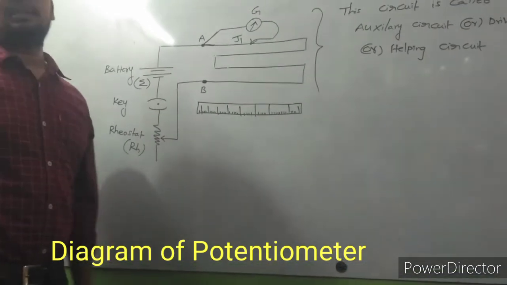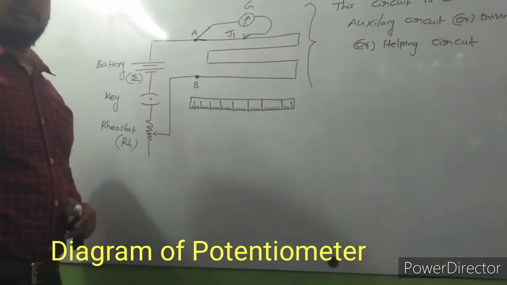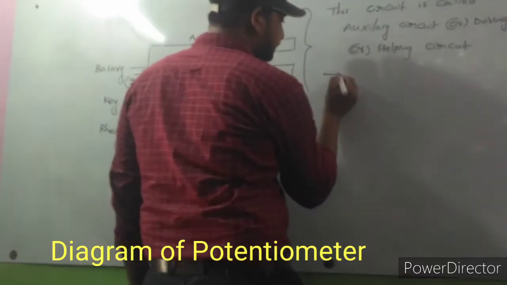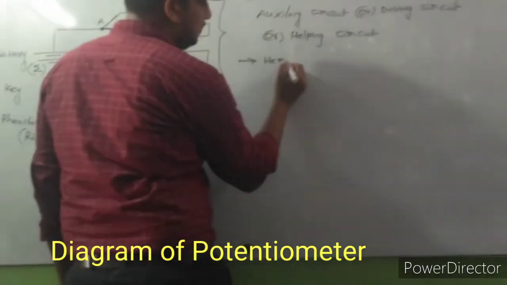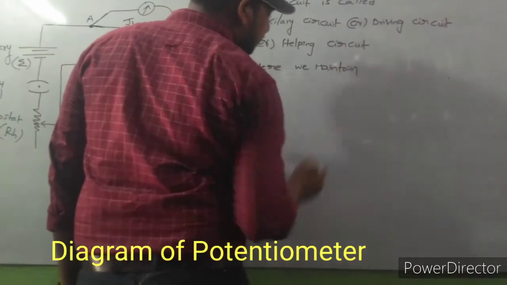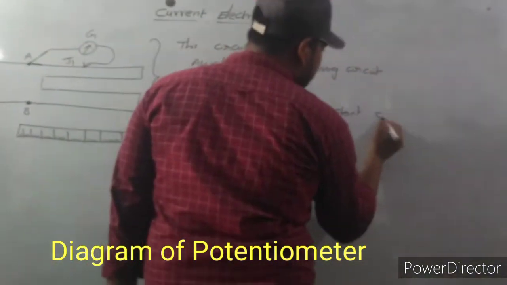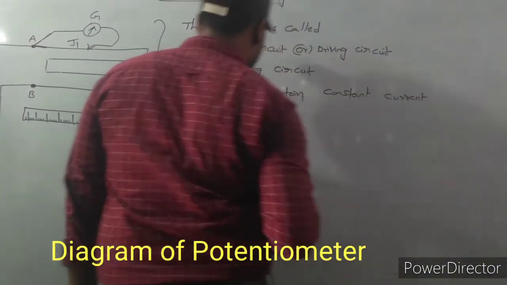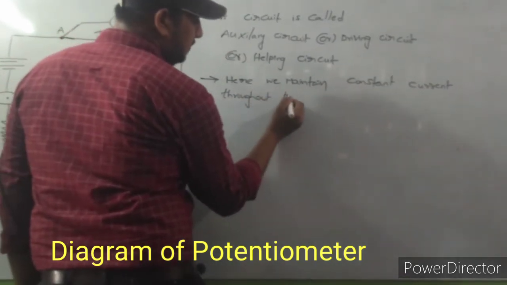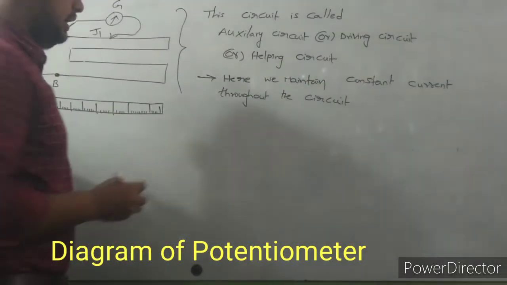We are connecting some more wires. Okay, this is the auxiliary circuit. This is the construction of the potentiometer. The main important point is that we maintain constant current throughout the circuit.